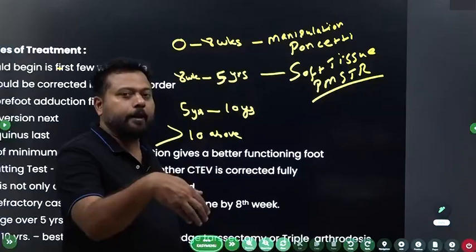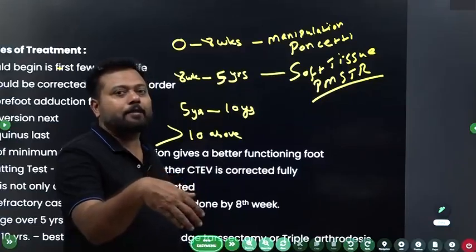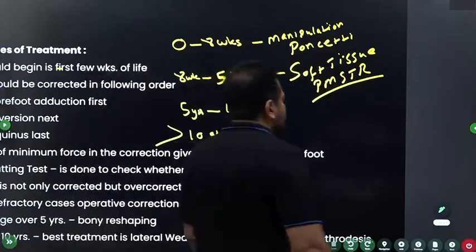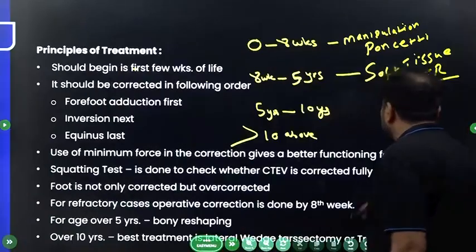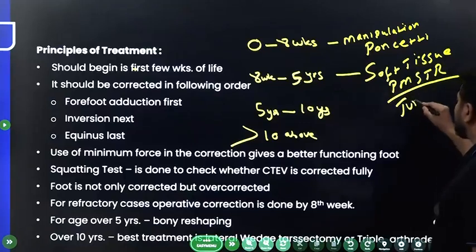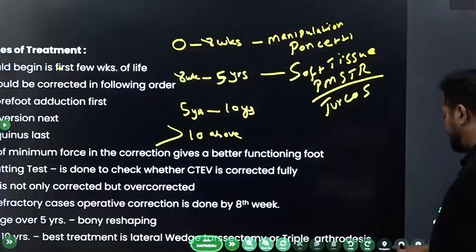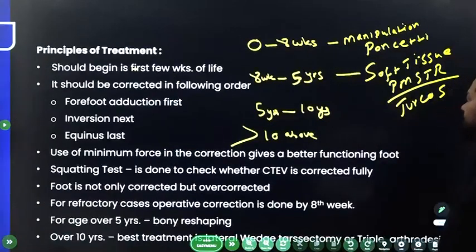These posteromedial structures are released because of them the child is having equinus at ankle, varus at subtalar, and forefoot adduction. So you are releasing the posteromedial structures. And this goes by a name, called Turco's procedure. They had asked this question. Turco's procedure. Right. So 0 to 8 weeks, Ponseti's method, manipulation, conservative. Even after 8 weeks, if it's not getting corrected, you should go for soft tissue release, posteromedial soft tissue release, which is called Turco's procedure.